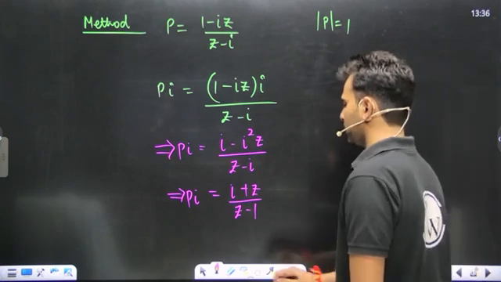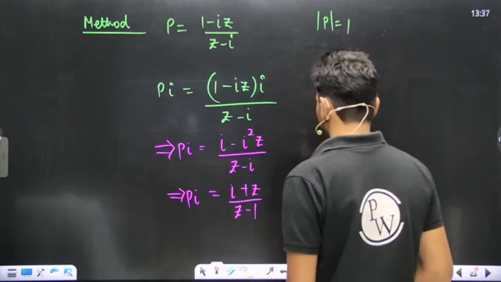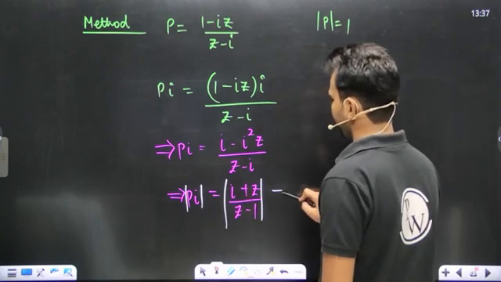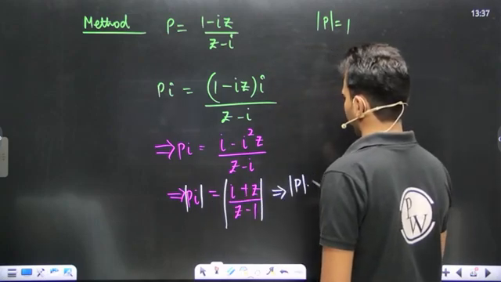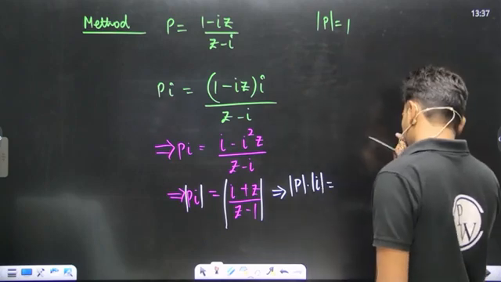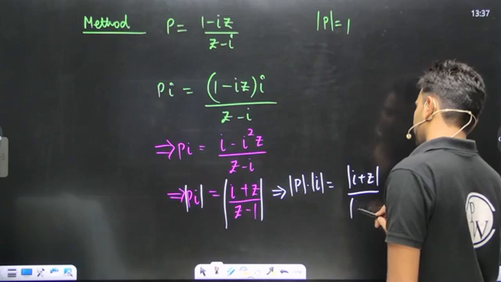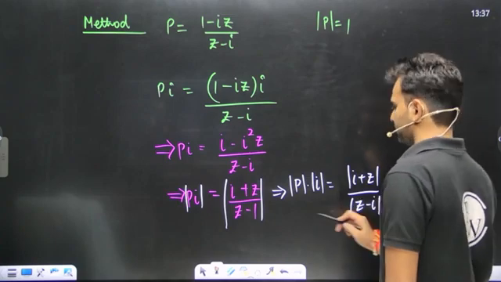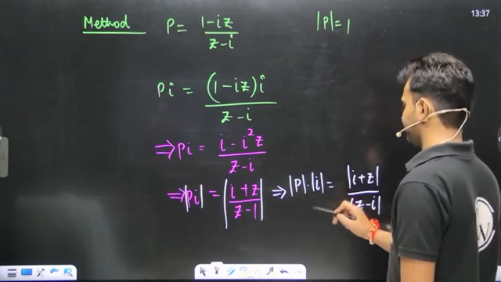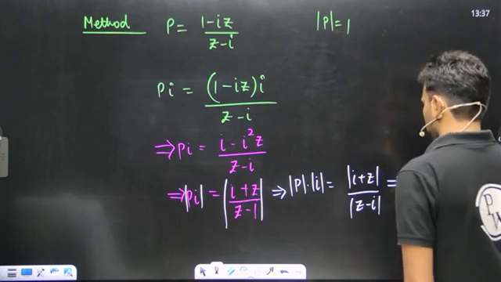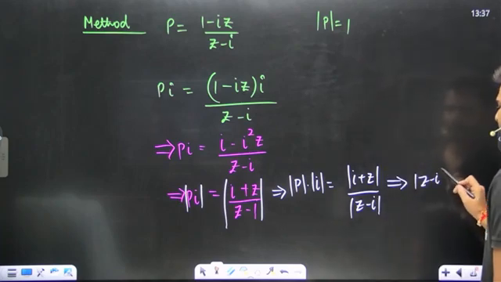Okay. And then if you proceed, if you take the modulus on both sides, this is going to be mod P into mod iota is equal to mod of (iota plus z) upon mod of (z minus iota). So these are both 1 only. I hope you know that mod of iota is also 1. So doing that, we're going to get something like this.